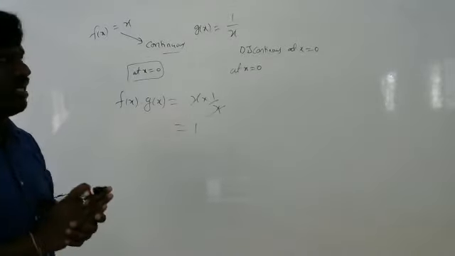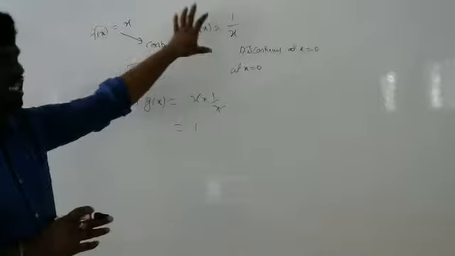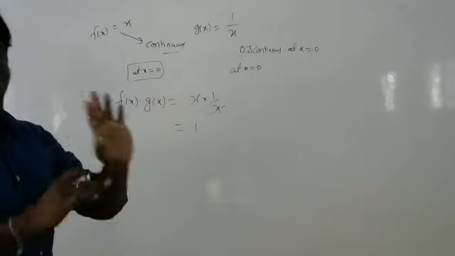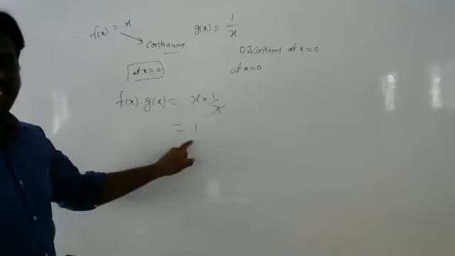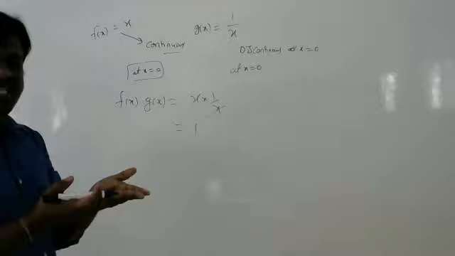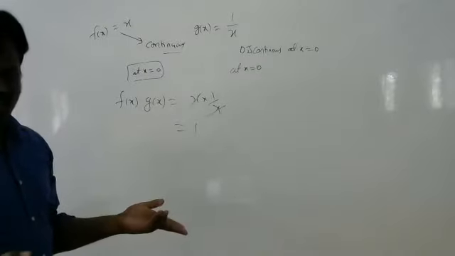So what I want to say here is: f is continuous, g is continuous, f of x into g of x may not be continuous. In this case, it is continuous. In this case, it is continuous. If I take another case, it may not be continuous.